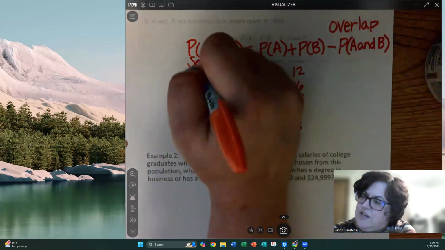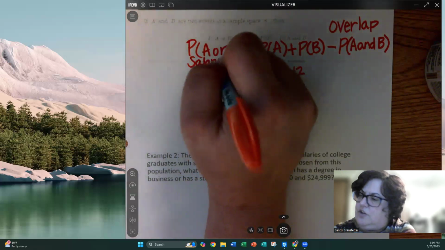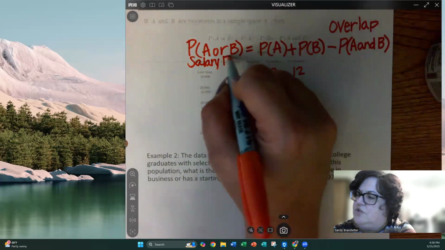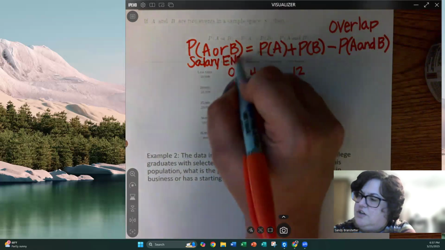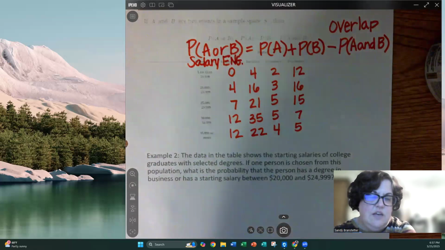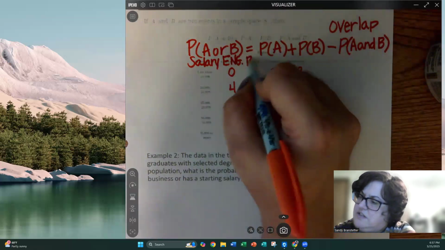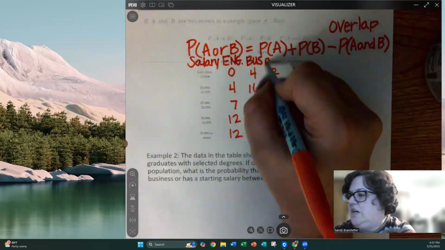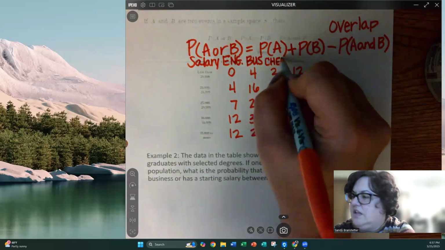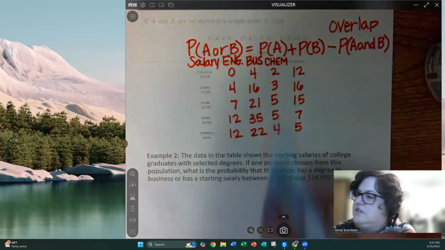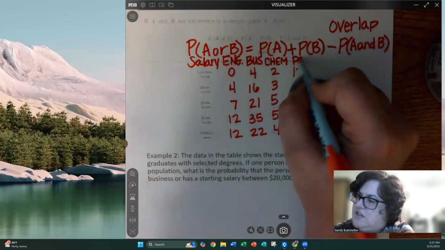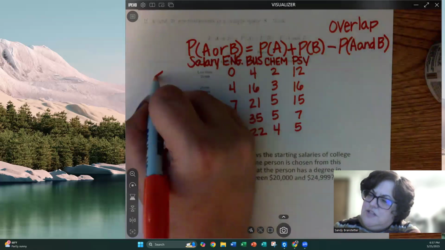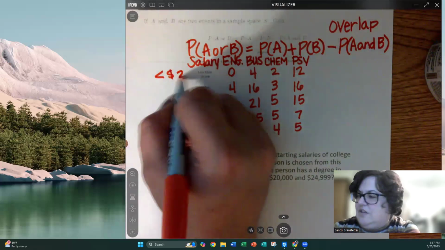So salary is our category we're going to look at, and we're going to look at different jobs. So the first one is an engineer. The second one is going to be business. Our third one is going to be chemistry. And then our last one is going to be psychology. This first category is going to be less than $20,000.